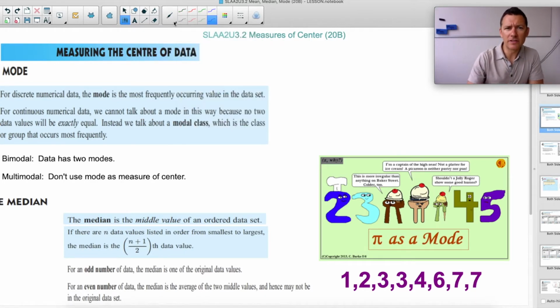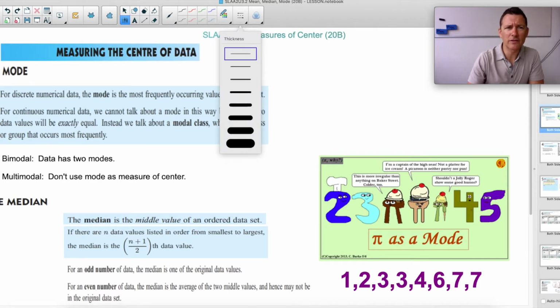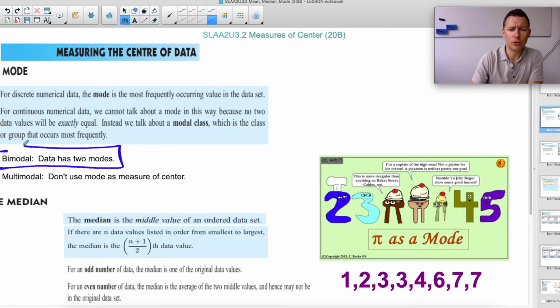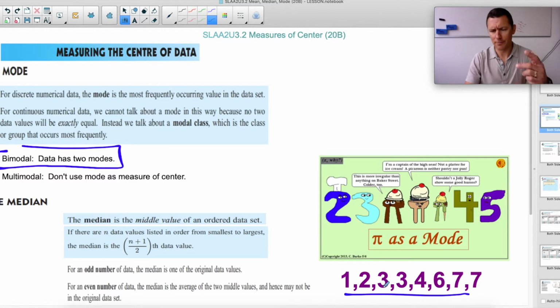I know you've seen mean, median, and mode ad nauseum, and that's why I don't want to go way in depth with it, but the mode is what occurs most, and we call it bimodal if it has two modes. For instance, this data set is, I don't know, the IB scores or something like that. This has a mode of 3, but wait, there's also two sevens, so bimodal.